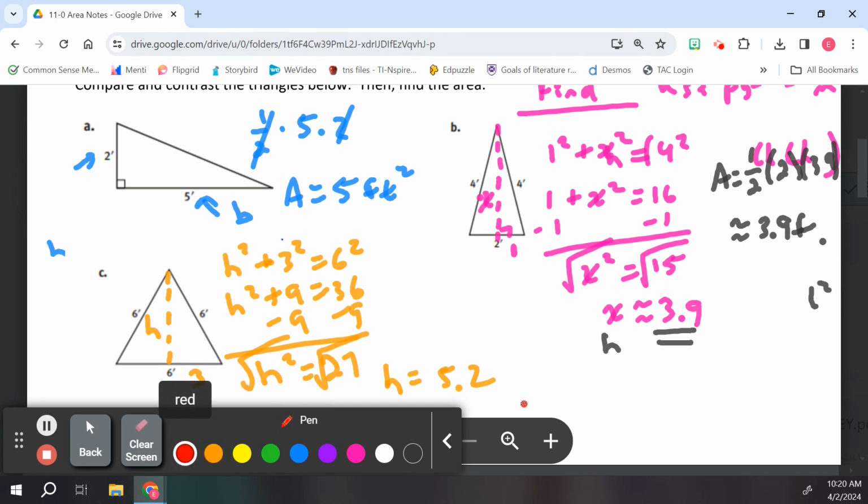Now that we have that, the area is going to equal 1/2 times the base of 6 times the height of 5.2. What does that equal about? Who's got it? Let's see. Half of 6 is 3. 3 times 5 is 15. 3 times 2 is 6. So it should be like what, 15.6? Someone check my math?